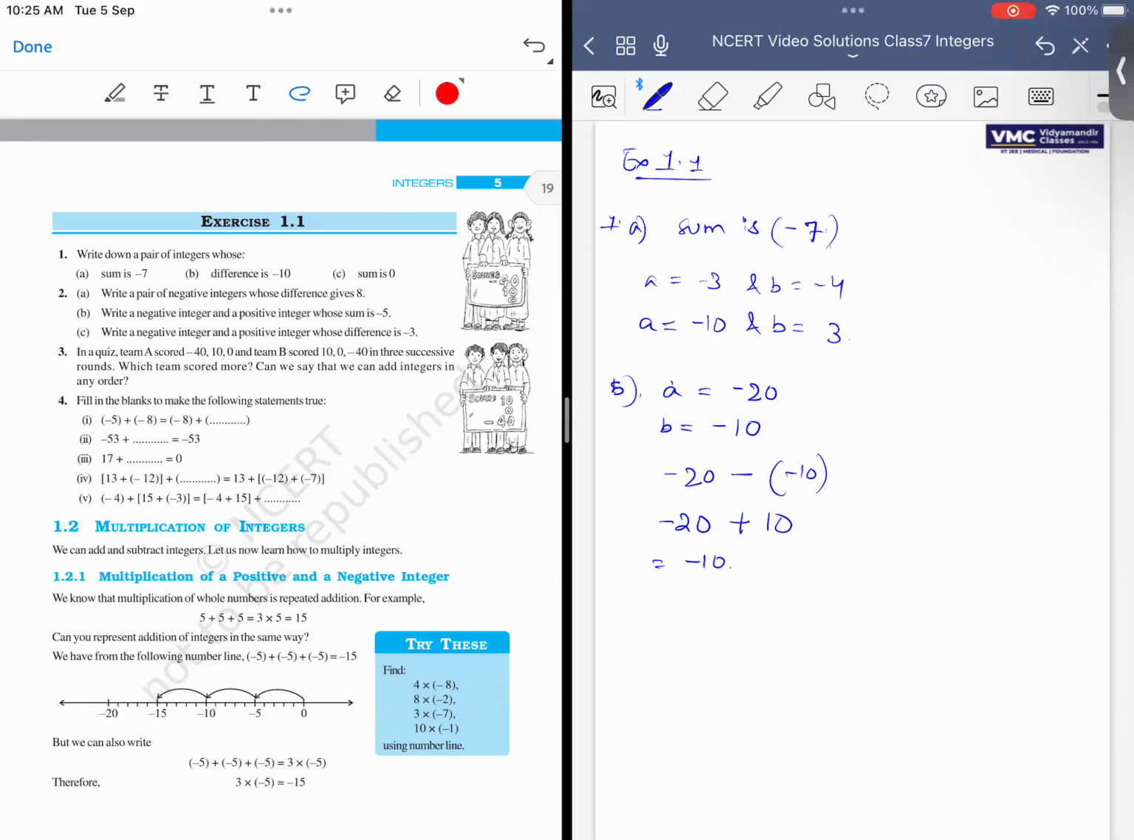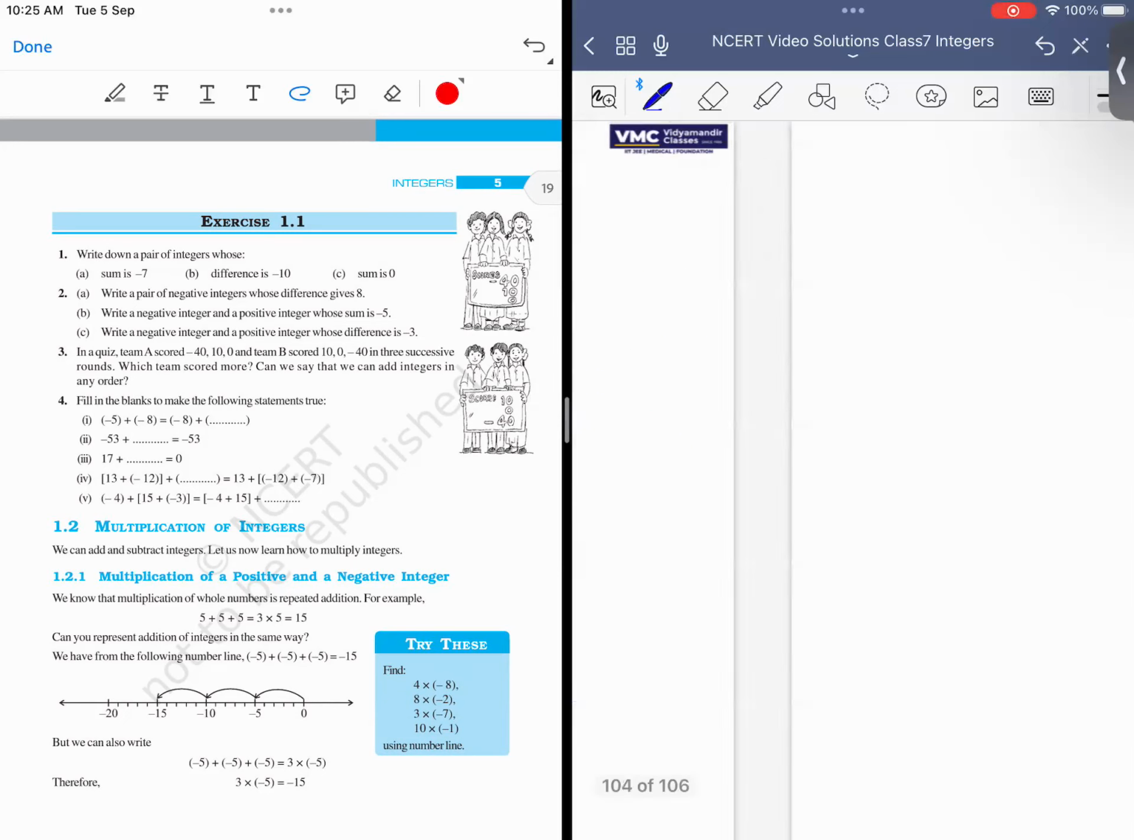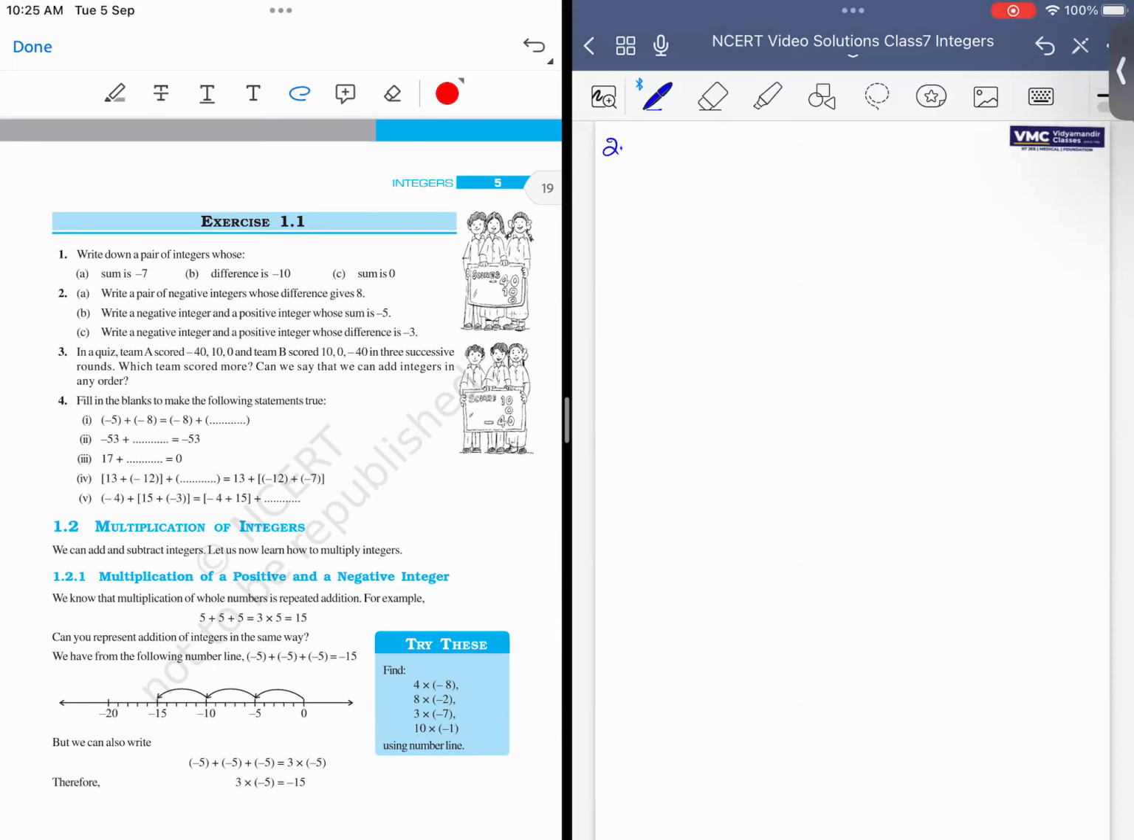Next is sum is 0. In what case is the sum 0? When both integers are of the same magnitude but with different sign. That is, A is -7 and B is +7. When you add them, -7 plus 7 is 0.